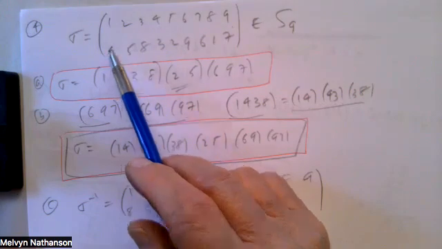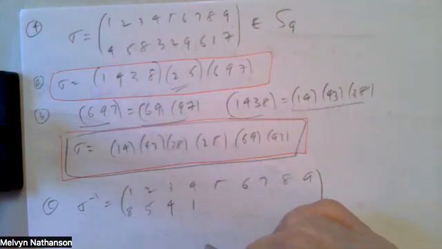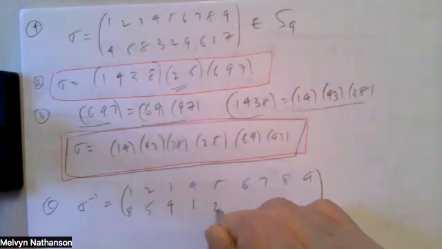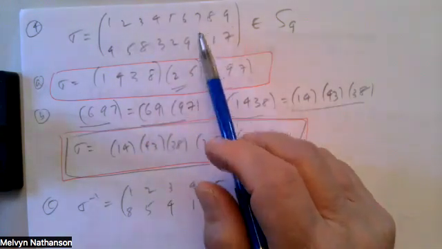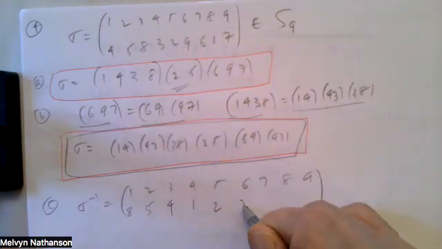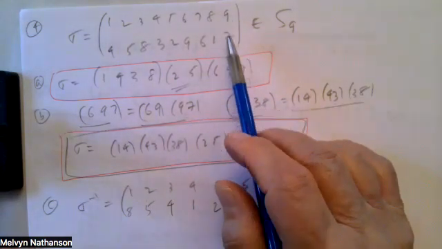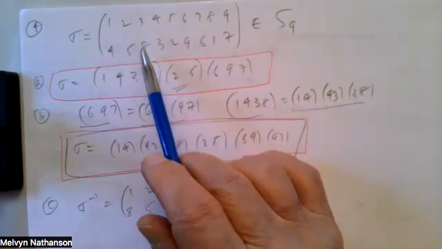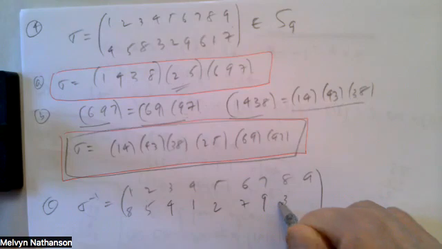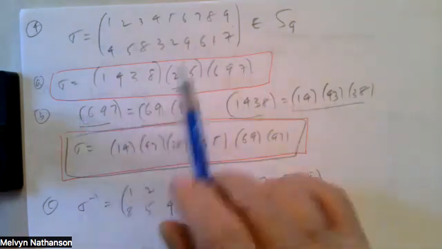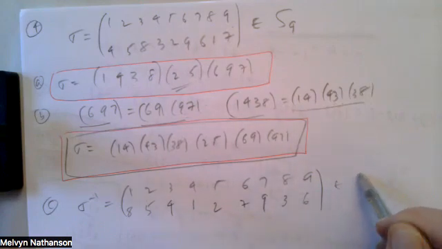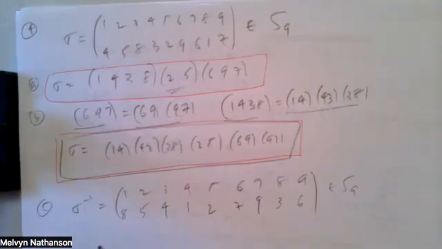If 1 goes to 4, then 4 has to go back to 1 when you take the inverse. If 2 goes to 5, then 5 has to go to 2. If 7 goes to 6, then 6 has to go to 7. If 9 goes to 7, 7 has to go back to 9. If 3 goes to 8, 8 has to go back to 3. And if 6 goes to 9, then 9 goes back to 6. So this is sigma inverse.